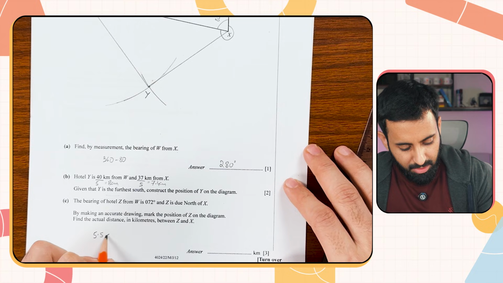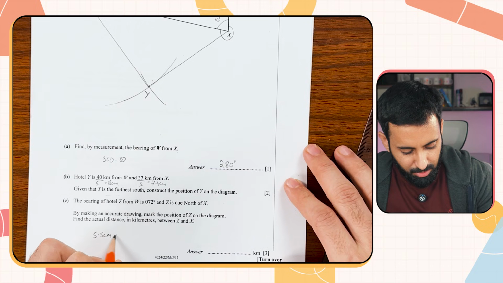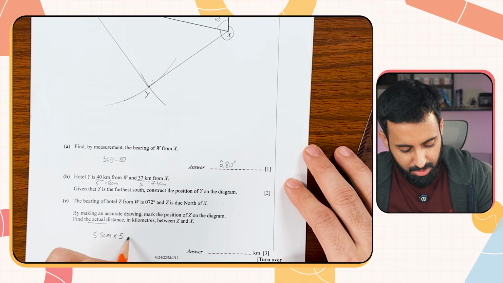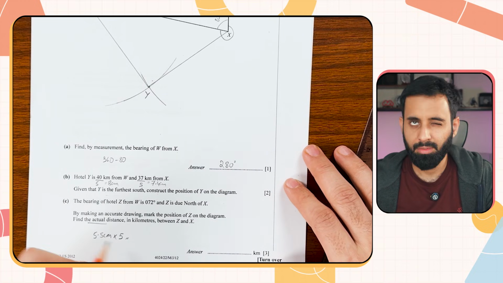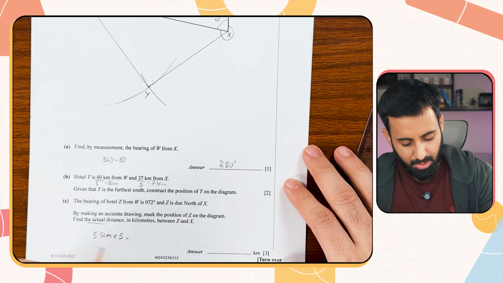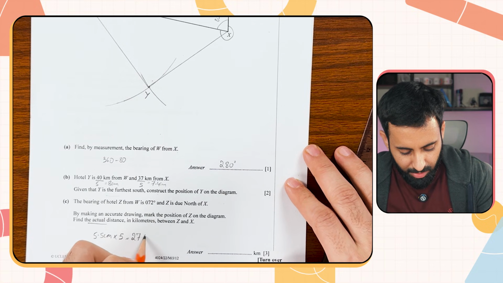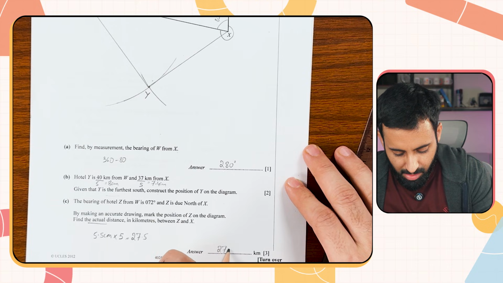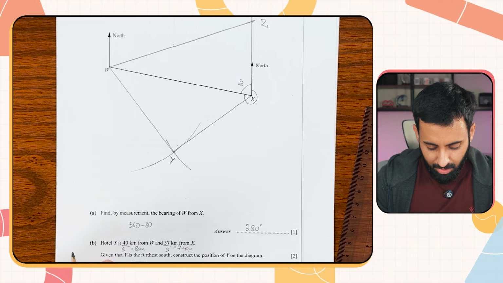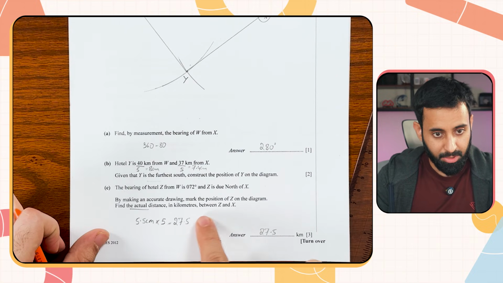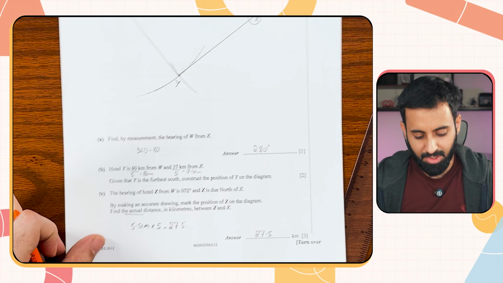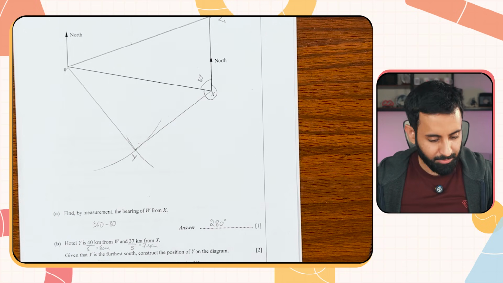All right, now this is 5.5 centimeters. We're supposed to find the actual length, so that means we have to multiply it by the scale that was given to us, which is 5. So 5.5 times 5 is 25 plus 2.5, that's 27.5. So 27.5 kilometers is how far hotel Z is from X. That's what the question says: find the actual distance in kilometers between Z and X. It's 5.5 centimeters, which means in actual it's 27.5. And that's it.